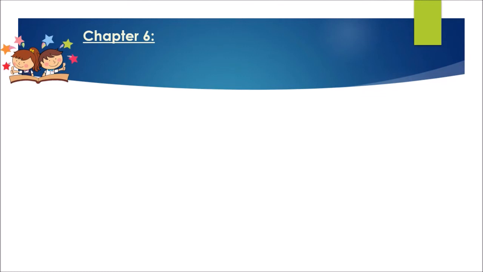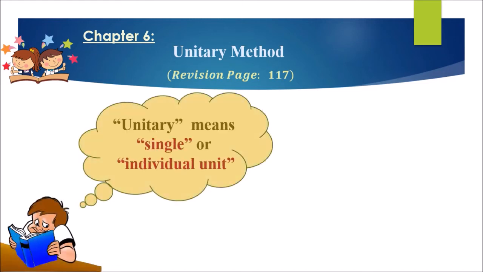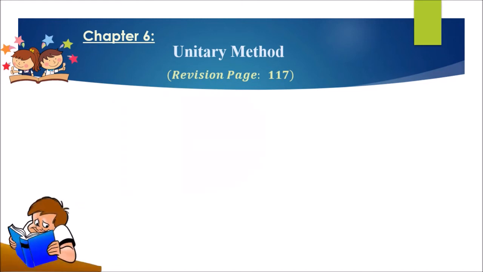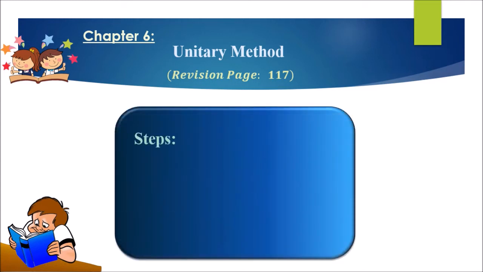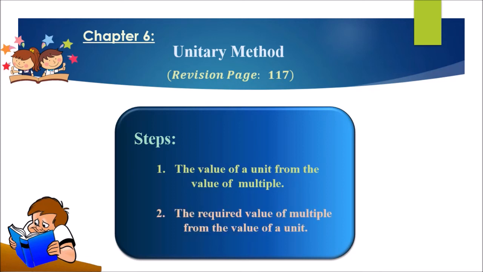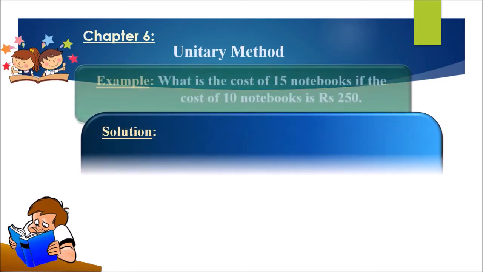Our next topic is unitary method, page number 117. The word unitary refers to a single or individual unit. The unitary method is a procedure for solving a problem in two steps. First, finding the value of a unit from the value of multiple, and then finding the required value of multiple from the value of a unit. This method involves the operations of division and multiplication. Let's understand the application of unitary method by an example.